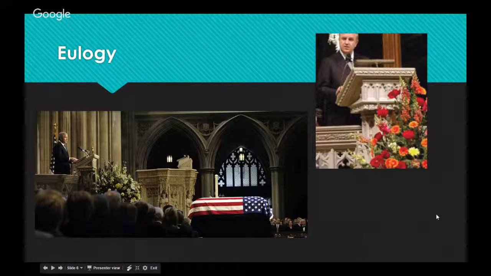A eulogy, this looks really morbid, and it kind of is, but a eulogy is simply a speech given at the memorial or funeral service in remembrance of somebody who has died. It's usually given shortly after someone has died. Again, it can be at the service or literally at the grave site.